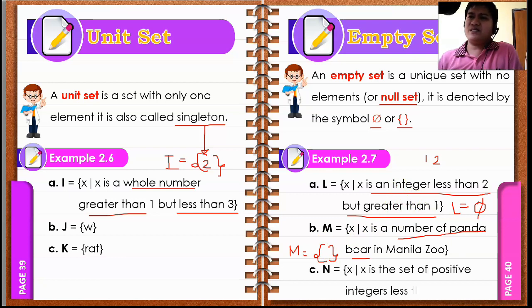Another example is the set N of all x such that x is a positive integer less than 0. There's no such positive integer which is less than 0, because all positive integers are greater than 0. Therefore, set N is also an empty set. So that is an empty set.